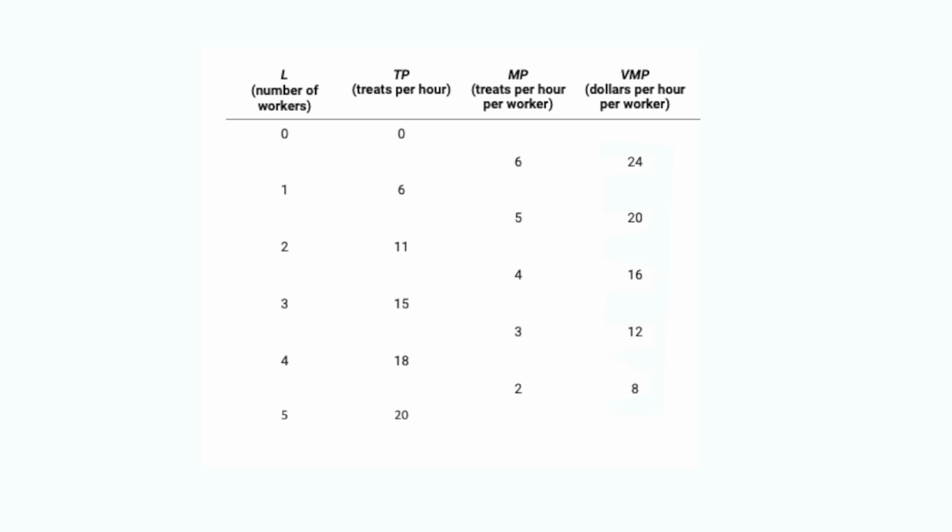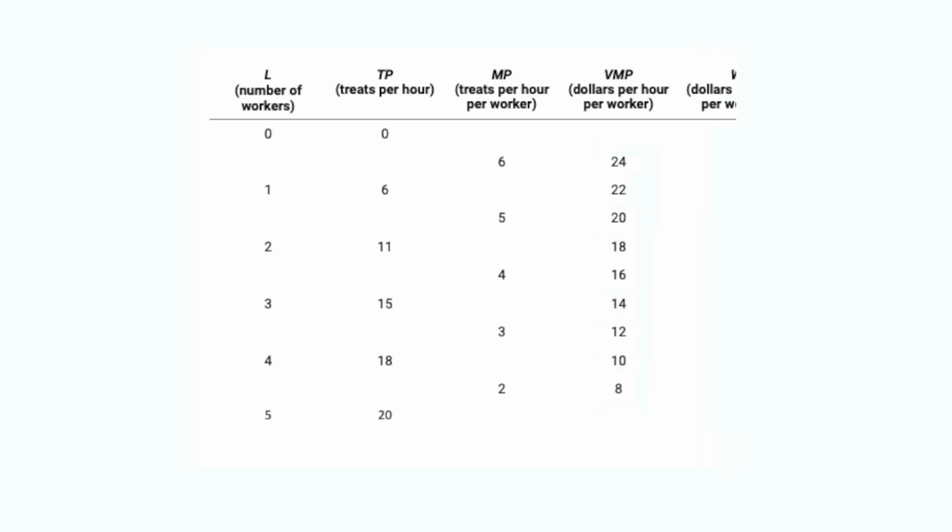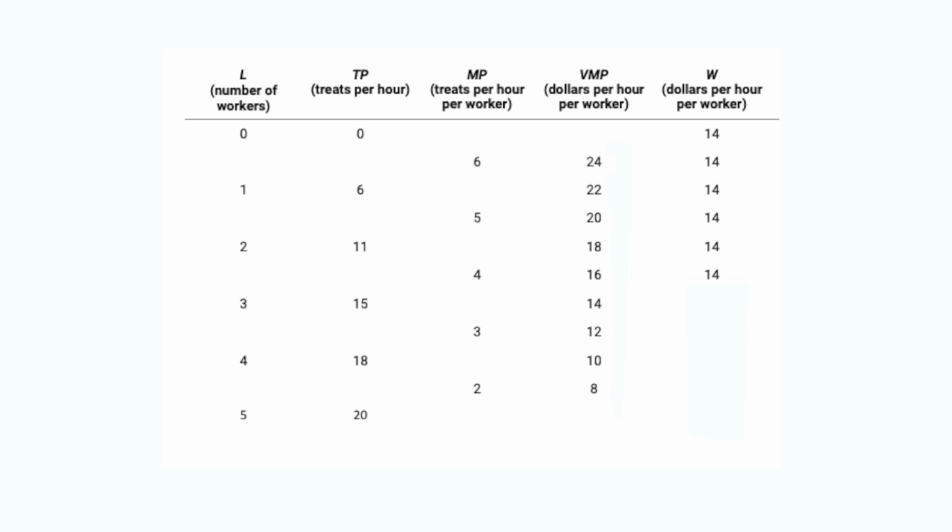We saw in the graph that the VMP curve is linear, so we can fill in the blanks in the VMP column in the way we would expect. To represent the wage rate, we simply write 14 in every row.